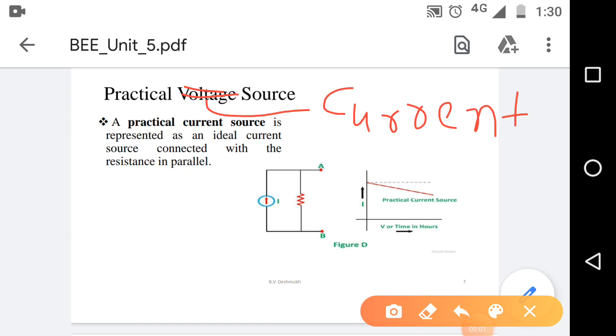Practical current source. A current source which has some internal resistance is called a practical current source. In any practical current source, the internal resistance and current source are connected in parallel, as shown in this figure. Key points. A practical current source cannot provide constant current to the load. A practical current source has finite internal resistance. Practical current sources are available.